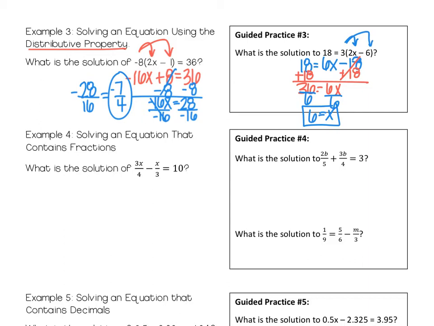Again, you can check that by taking your number that you got for x and plugging it back in for x and seeing if it makes the equation true.